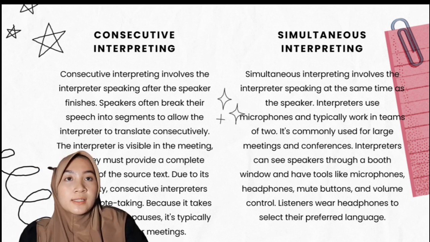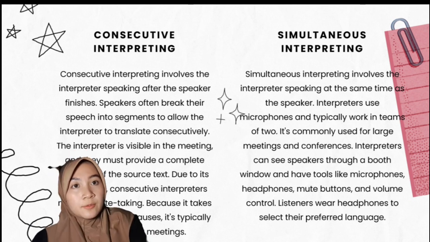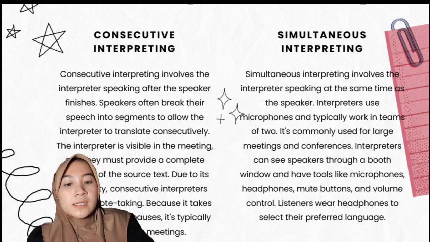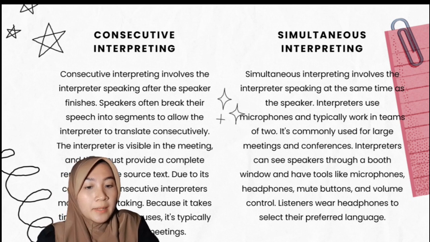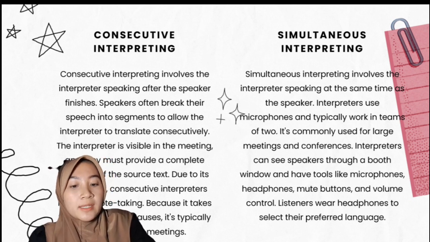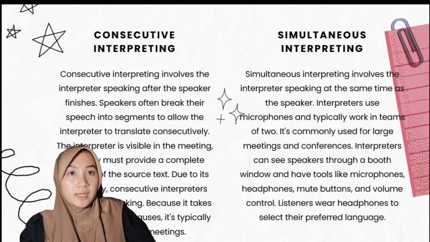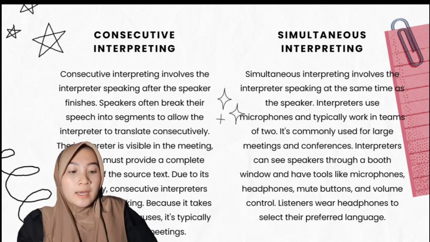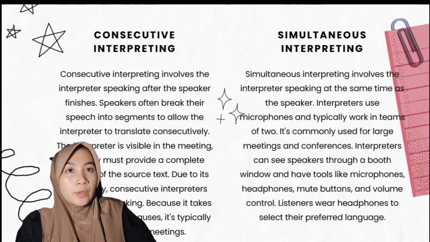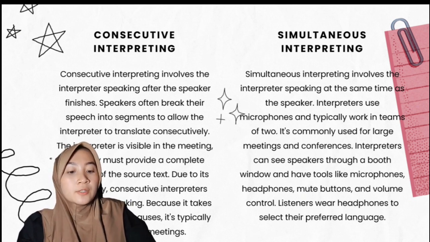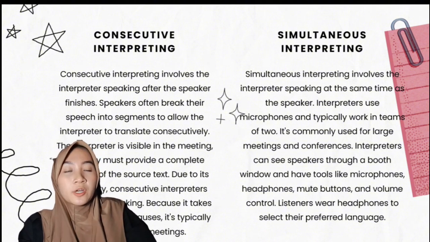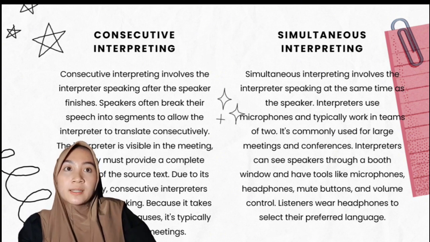The second one is simultaneous interpreting. Simultaneous interpreting involves the interpreter speaking at the same time as the speaker. Interpreters use microphones and typically work in teams of 2. It's commonly used for large meetings or conferences. Interpreters can see speakers through a booth window and have tools like microphones, headphones, mute buttons, and volume control. Listeners wear headphones to select their preferred language.